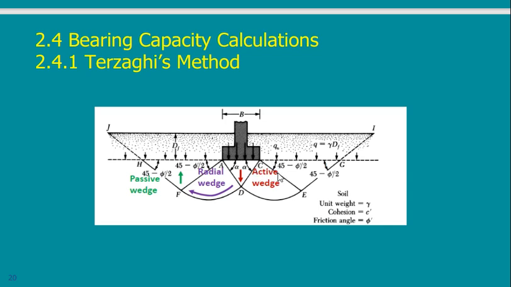To get the bearing capacity of the soil, scientists from the early start of geotechnical engineering, like Terzaghi, proposed many equations. Terzaghi's equation uses something similar to the general shear failure. He proposed this. This is the footing, and this is the triangle beneath it. This is the radial wedge around it, and this is the passive wedge that is pushed to the top.